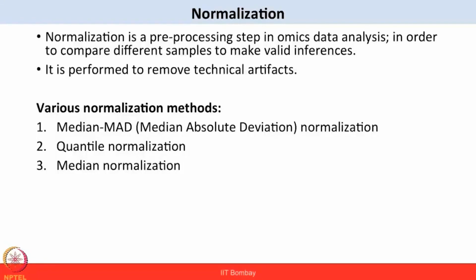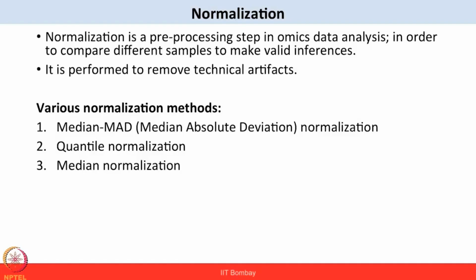So from these technical or biological variations, we need to decide whether this dataset could be used for comparison. And to remove these technical artifacts, we use various normalization methods such as quantile normalization and median MAD normalization.